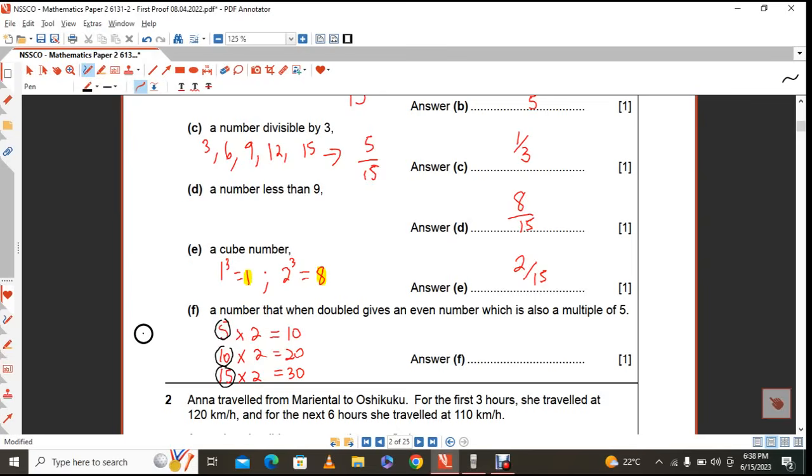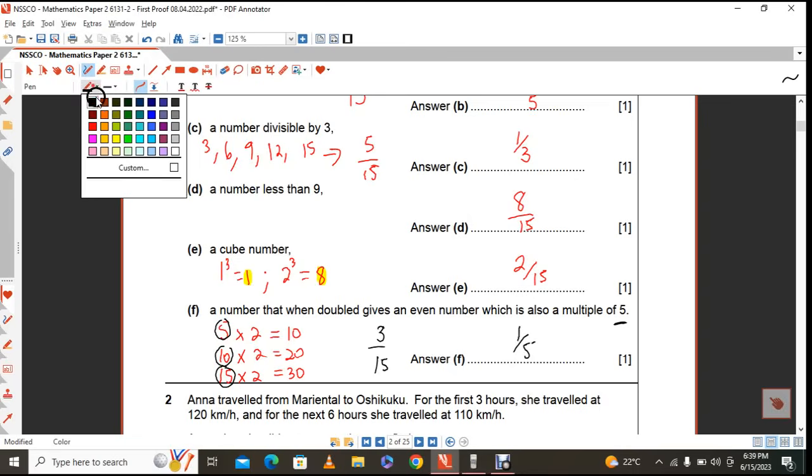If you were to take 9, for example, out of that list and double it, you get 18, and 18 is not a multiple of 5. So you have to be a bit careful when working through that one. Okay, so there are 3 numbers out of the 15 that satisfy this, which simplifies to 1 over 5.